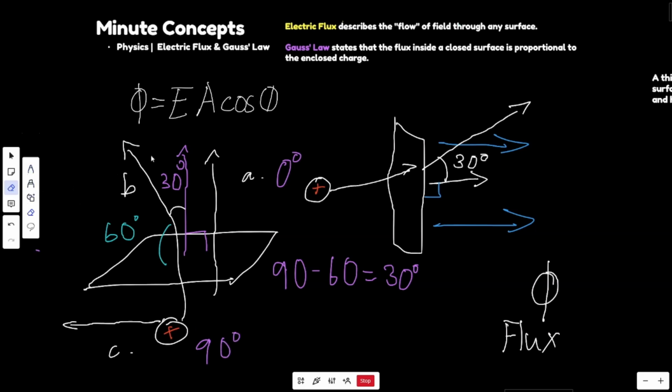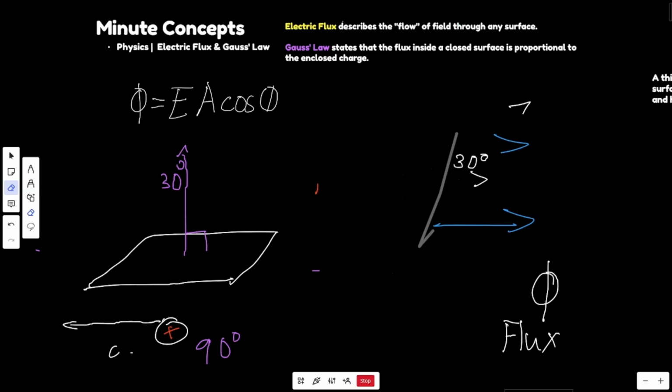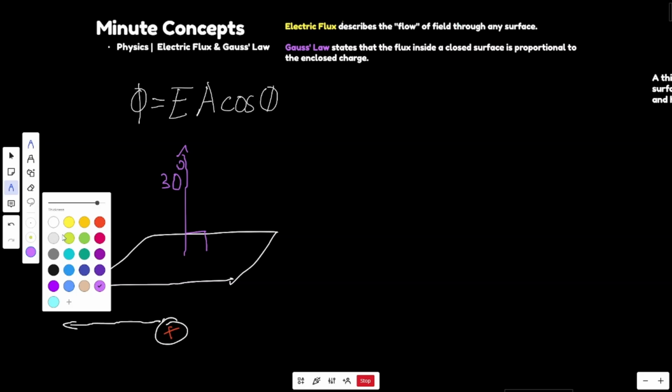I'll get rid of the angles except for these two. Let's clear out the right thing. I'll get rid of this too. Done. There. Okay. So there are two cases here that maximize and minimize the flux through any surface.